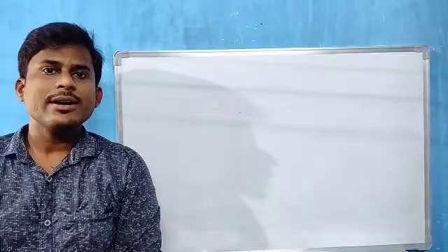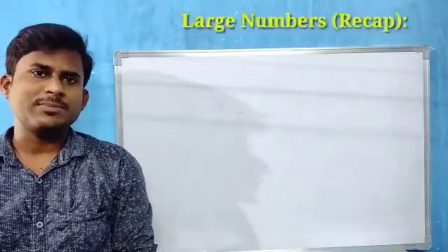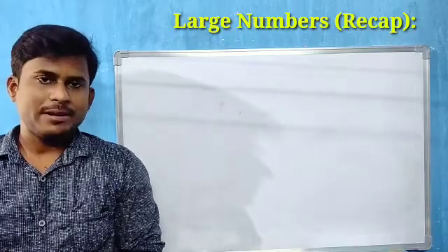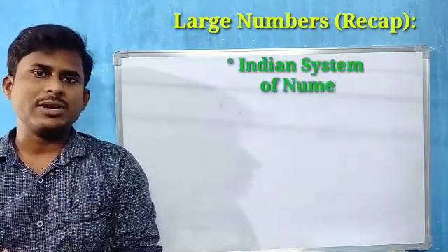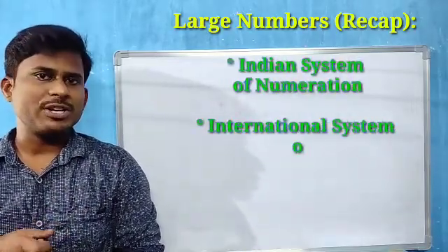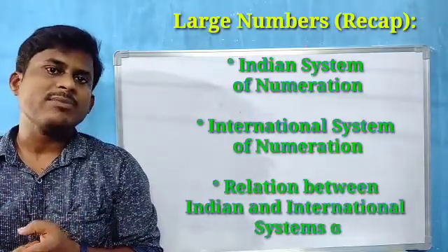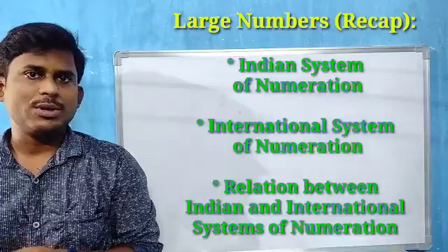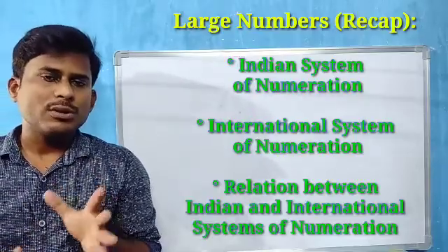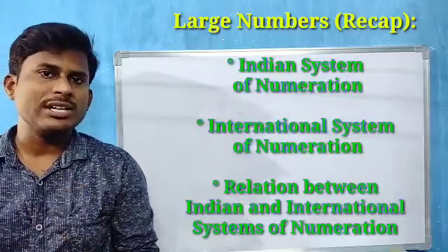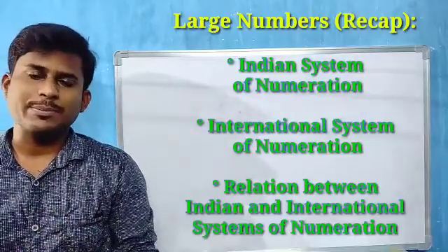Okay children, by this we have completed the first chapter, large numbers. So in this chapter, what have we discussed, children? First, we learned the Indian system of numeration. You have learned the international system of numeration. So we compared the Indian system and the international system of numeration also. Up to the 10,000 place, it is the same in both the Indian system and the international system.